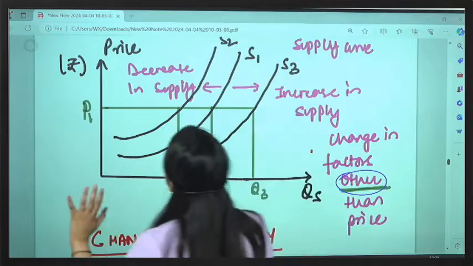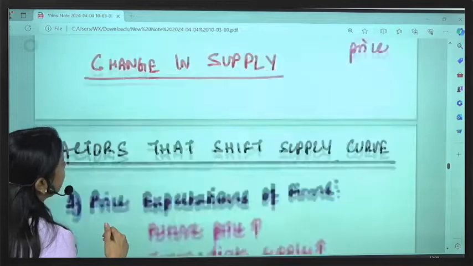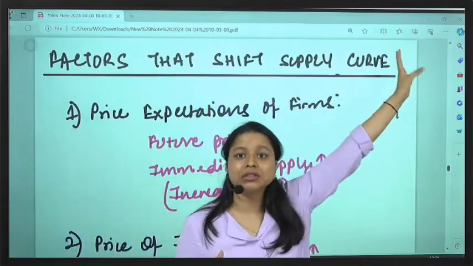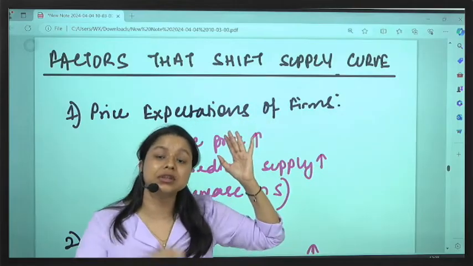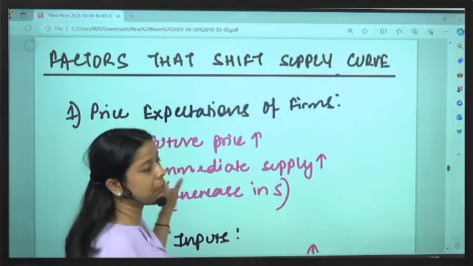Let me quickly discuss with you all the different factors which affect the supply. And when we are talking about the factors, these are the factors other than the own price, right? So there are multiple factors. I've written some of them over here.